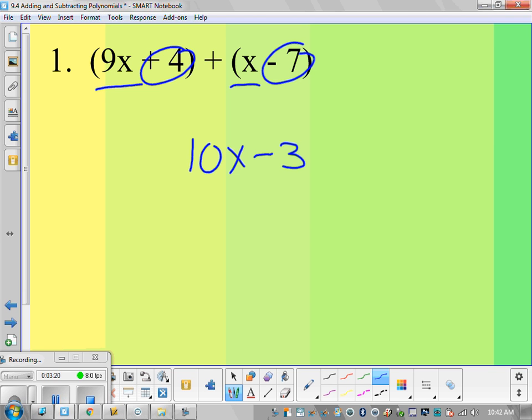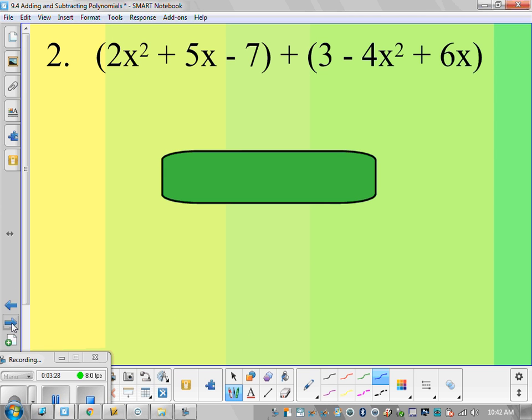There is no equal sign. We are not solving for x just yet. That'll be in about a week. When you're ready, move on to the next example. Take a moment, add the coefficients of the like terms, and when you're ready, come back and check your answers.